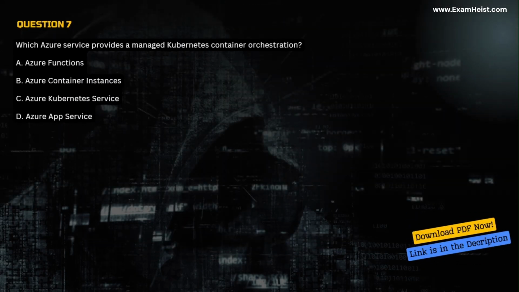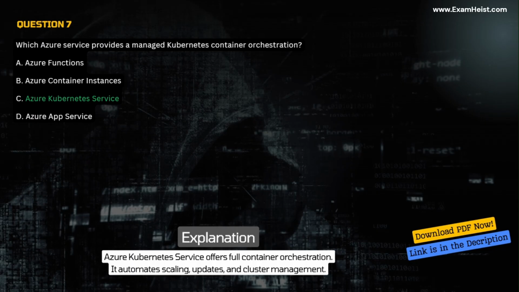Question 7. Which Azure service provides a managed Kubernetes container orchestration? A. Azure Functions. B. Azure Container Instances. C. Azure Kubernetes Service. D. Azure App Service. Correct answer C. Azure Kubernetes Service. Explanation. Azure Kubernetes Service offers full container orchestration. It automates scaling, updates, and cluster management.